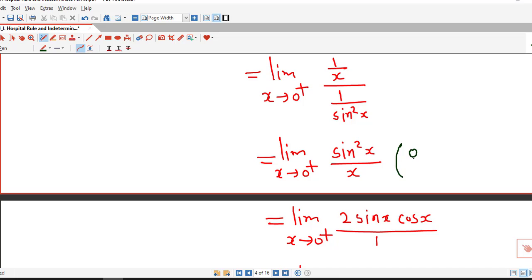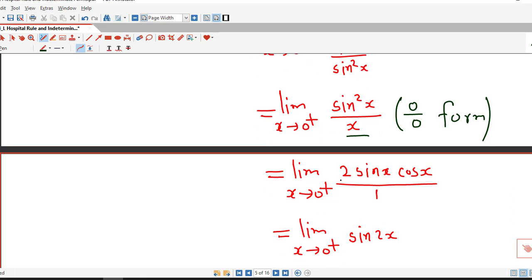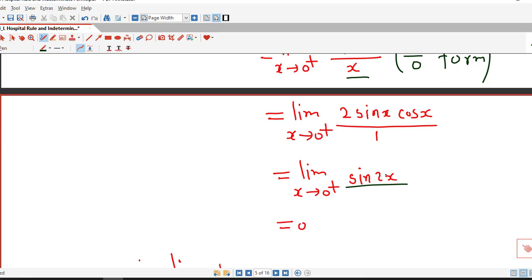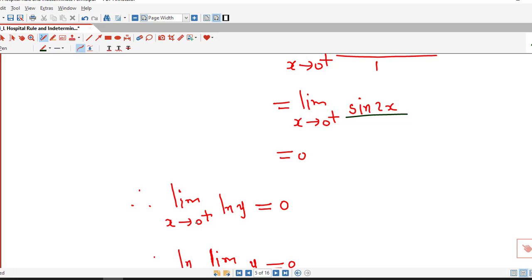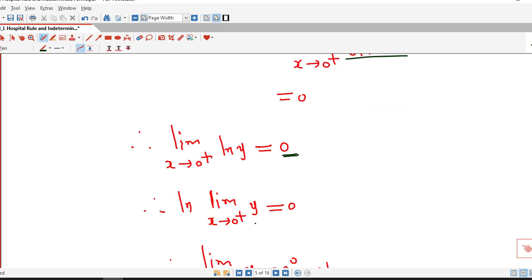This is again 0 by 0 form, so we apply L'Hospital rule. Again derivative of sin square x is 2 sin x into cos x, and derivative of x is 1. So this 2 sin x into cos x can be written as sin 2x, and if we take x equal to 0, limit is 0, and right hand side is limit of log y as x approaches 0, so this limit is 0. And if we use the property of logarithmic function, because log x is continuous, we can interchange this limit and logarithm.